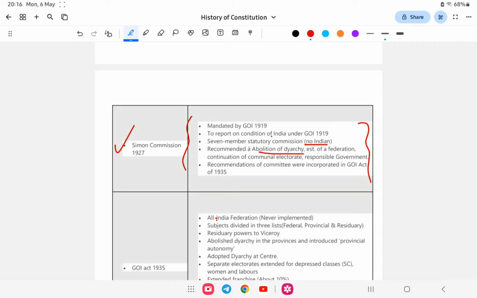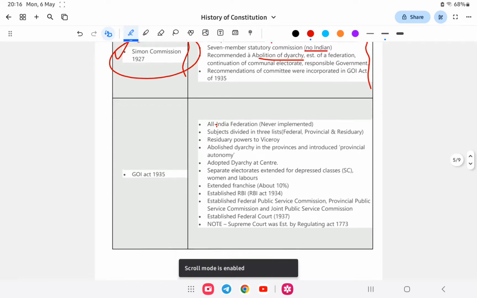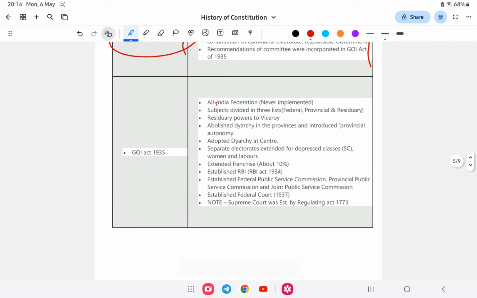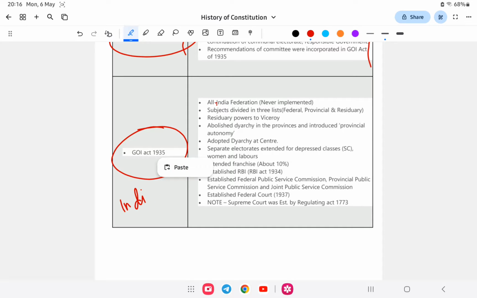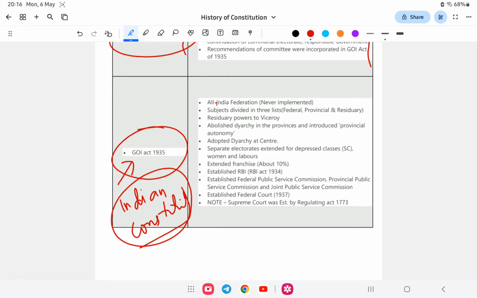And next to the Simon Commission came the Government of India Act 1935. So the Government of India Act 1935 is a very lengthy legislation, because many parts of the Indian Constitution are part of it too. We derive some of the powers from here.